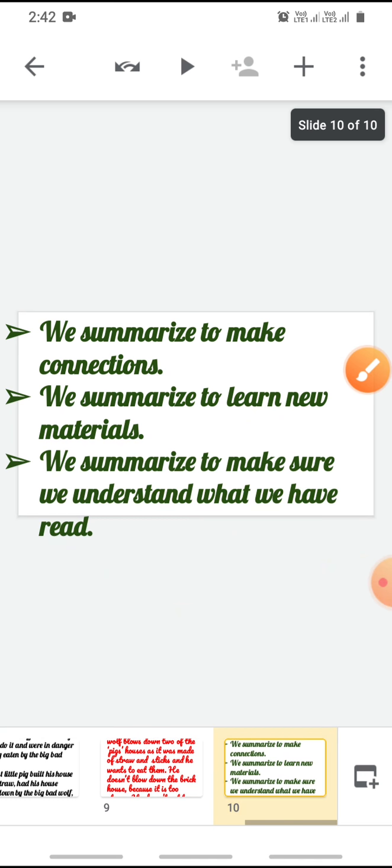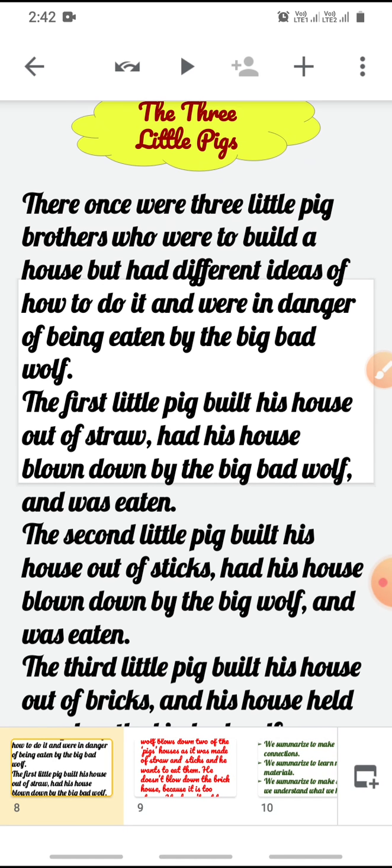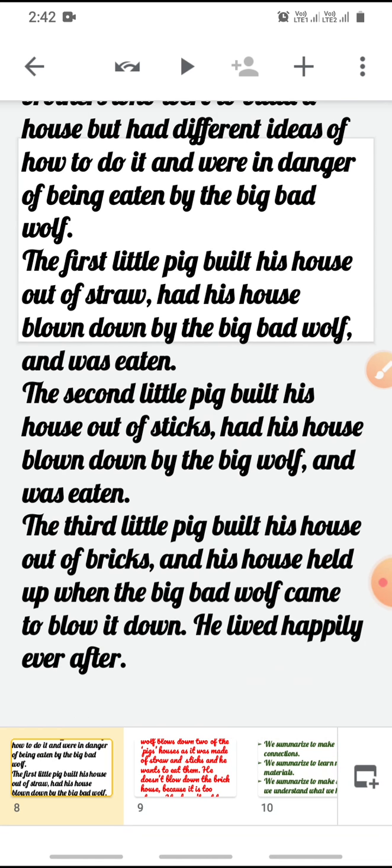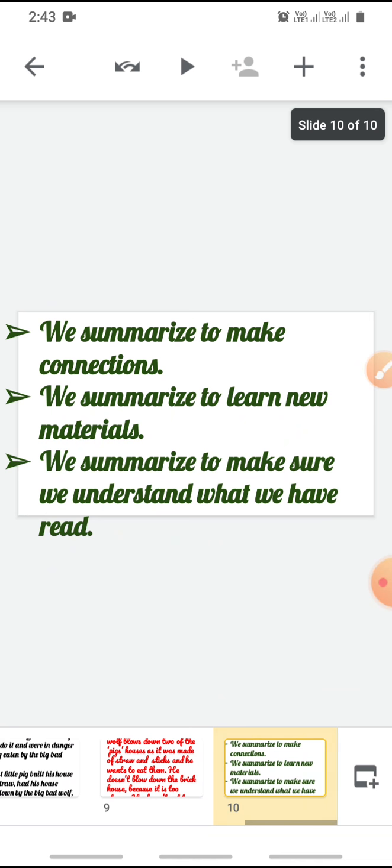So this is how you summarize the story, right? So you should not write everything that is written in the story, you should not write it down whole, but you have to take out only the main events, main characters, problem and solution from the story, so that it gives the idea, okay, to the reader.